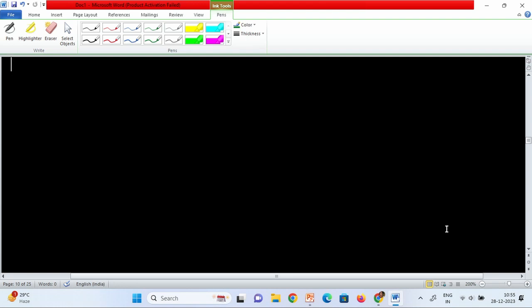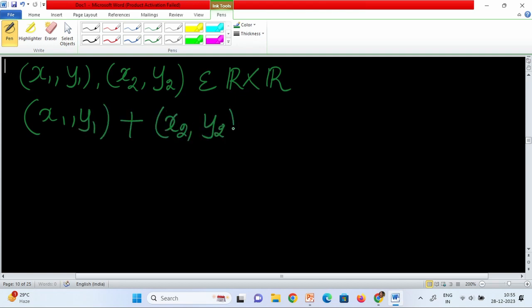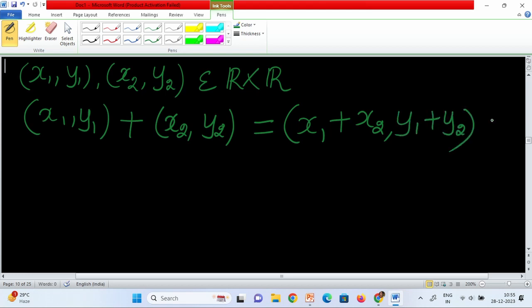First we are going to prove the closure property. For that, we have to take two elements x1, y1 and x2, y2 in R cross R. For the closure property, the sum of these two elements should also belong to R cross R. x1, y1 plus x2, y2 equals, as per the definition given in the problem, x1 plus x2, y1 plus y2, which obviously belongs to R cross R since the elements of R cross R are in the form of ordered pairs.